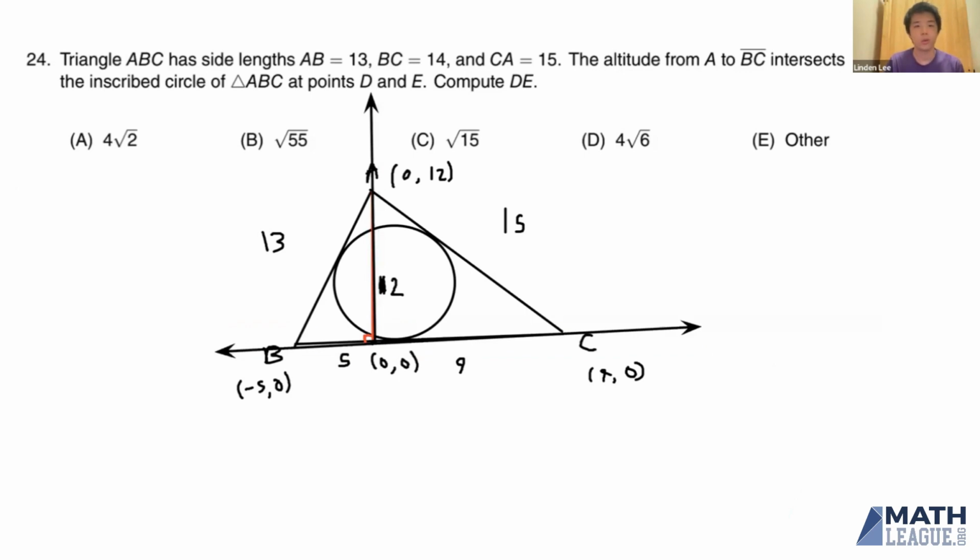And what do we want? We want to compute DE, where D is about here and E is about here. What's awfully convenient is that both D and E are on the y-axis, which means that if we were able to find the equation of this incircle, you could just plug x equals 0 into the equation and solve for y, and that would give you the two coordinates of D and E. And the real question becomes, how do I find the equation of the circle?